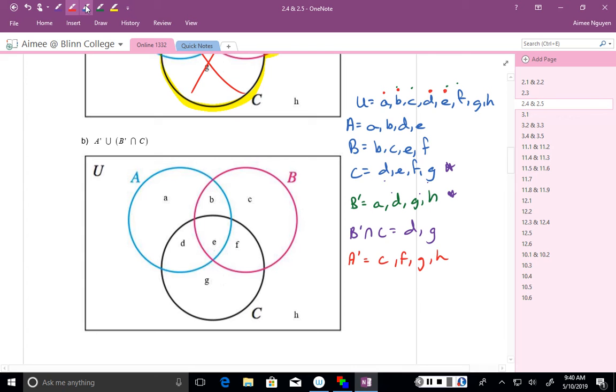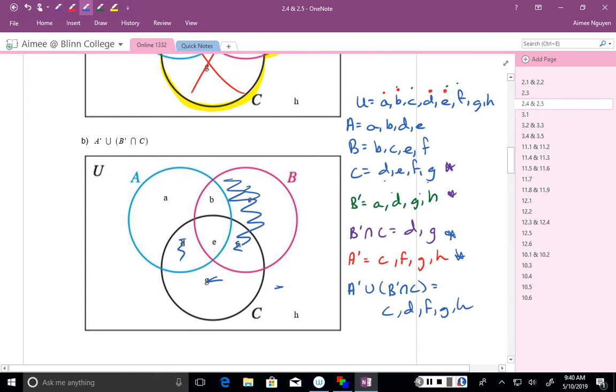And now I'm going to union these two things together. So I'm going to look here, and A complement, union, B complement, intersecting C. I'm going to put these two together, again without repeating, so I've got C, D, F, G, and H.